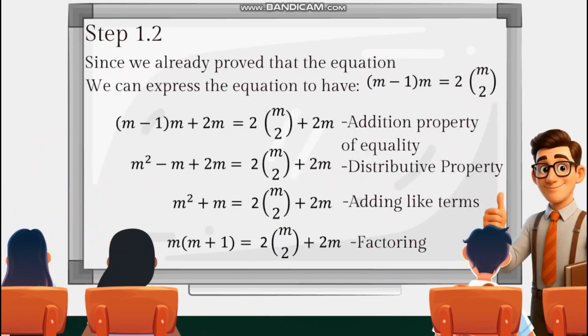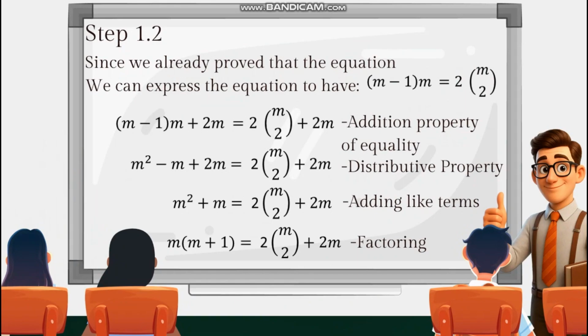For our step 1.2, since we already proved that the equation quantity of m minus 1 times m is equal to 2 times the quantity of m taken 2, we can express the equation to have quantity of m minus 1 times m plus 2m is equal to 2 times the quantity of m taken 2 plus 2m. The reason of this is addition property of equality. If you are wondering where this 2m came from, it's just the difference of quantity of m plus 1 times m minus the quantity of m minus 1 times m.